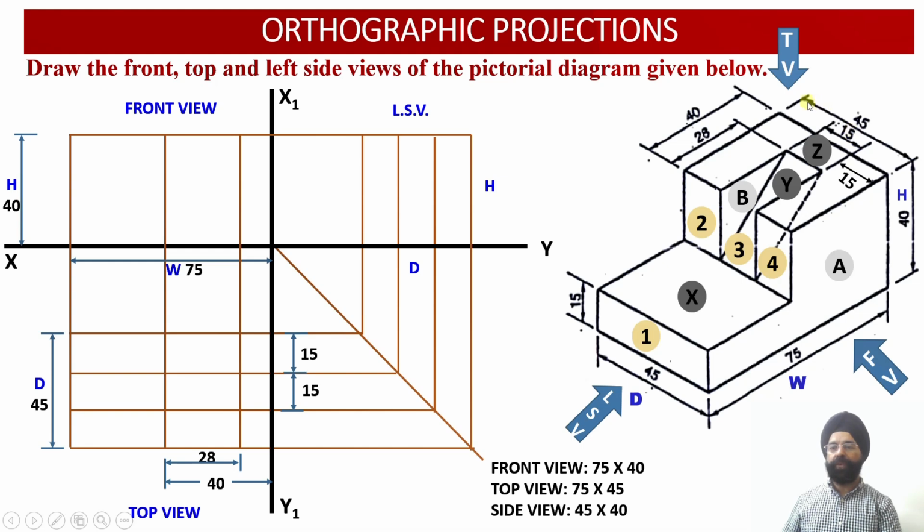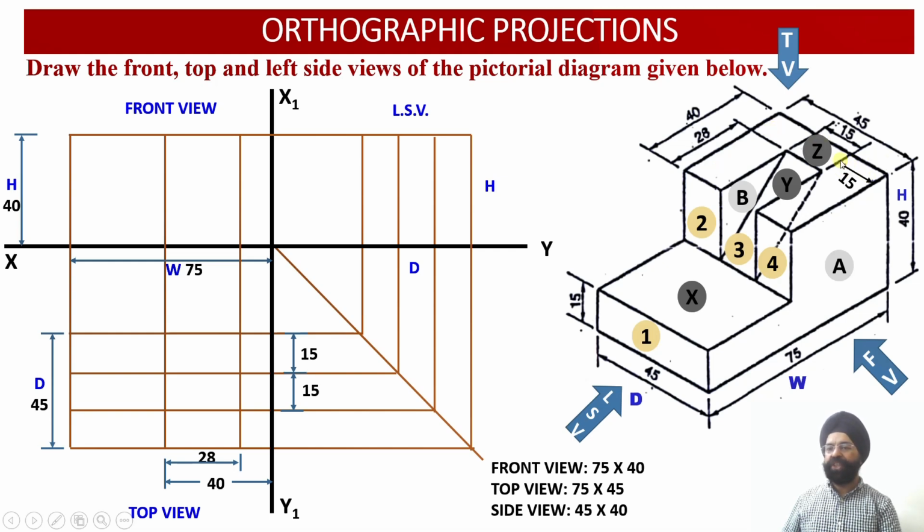So the total depth of the solid is given to us as 45 millimeter. Out of this 45, we have got three elements: element number 1, element number 2, and element number 3, corresponding to this top surface Z. So this is element 1, element 2 and element 3.